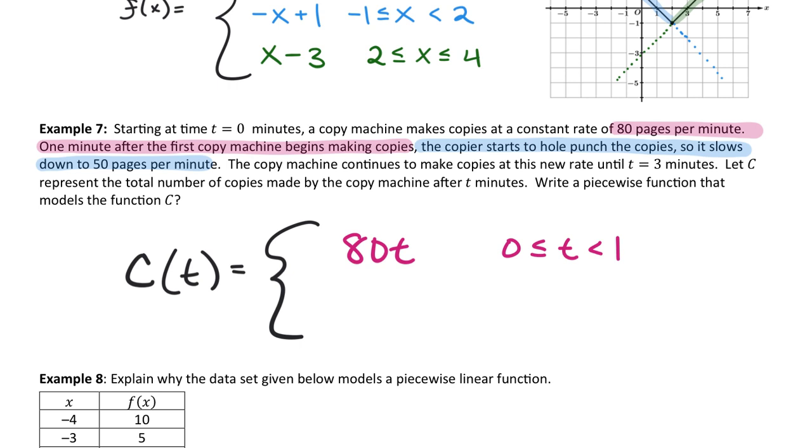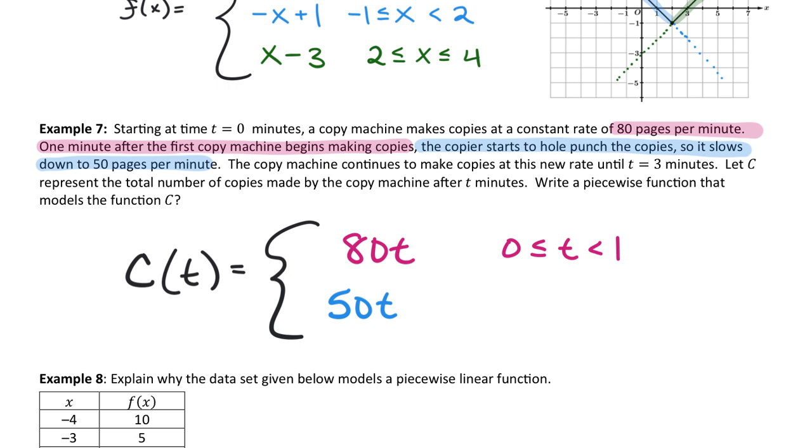But then our copy machine starts to hole punch it. So it slows down and now it's at 50 pages per minute. How do you write an equation that says it's spitting out 50 pages per minute? 50t. Now pause before you start writing more things because this is not finished. Remember, our copy machine is a continuous function, which means we need these two parts to meet up.